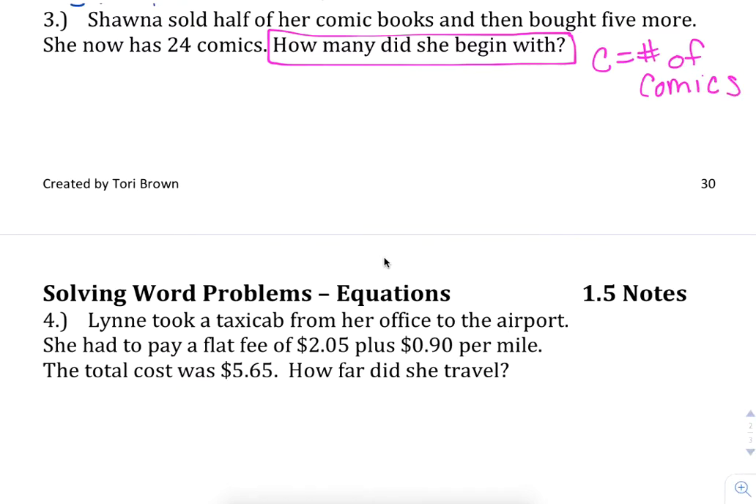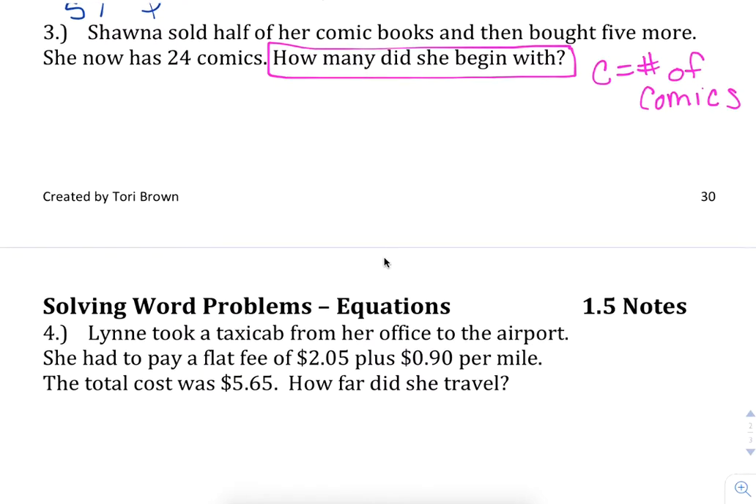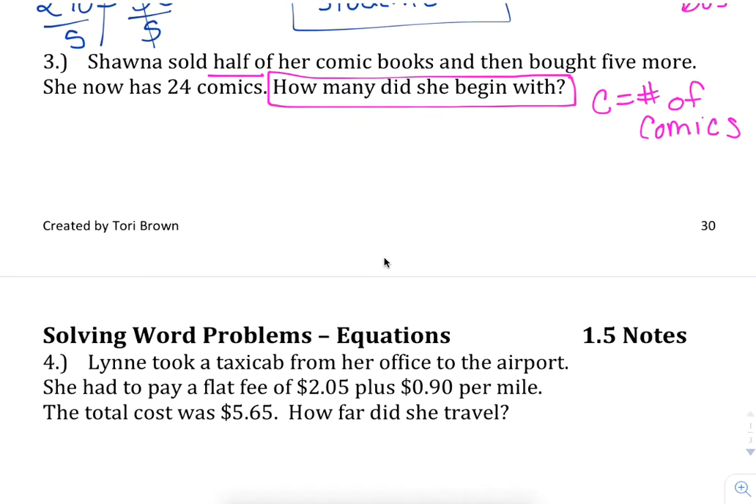All right, so let's break this down. Shana sold half of her comics. What does that mean? Half. Half should mean a fraction. So you can either use the 1/2 or you can say comics divided by 2. Something in that sense. I would really prefer that you don't use the divided by sign. So if you're going to do that, let's put it over 2. Okay? So 1/2 of the comics.